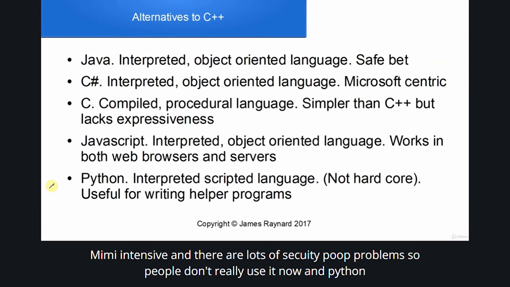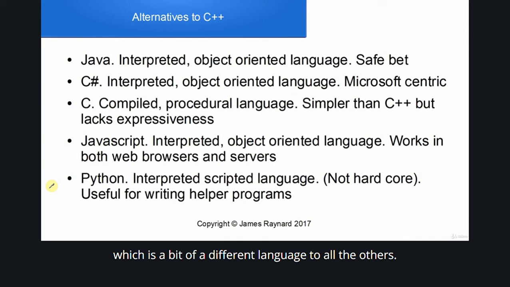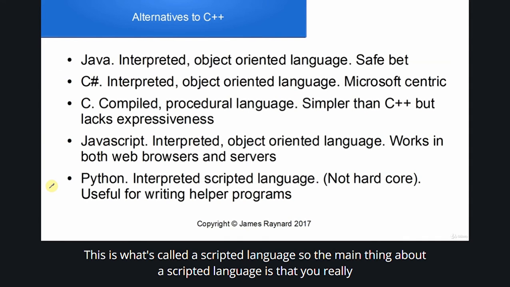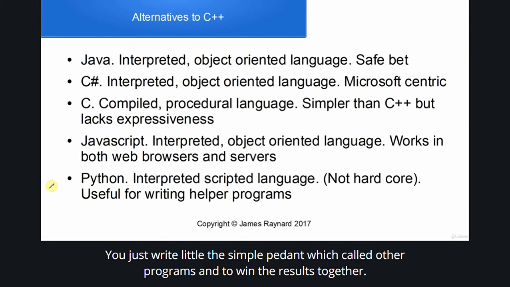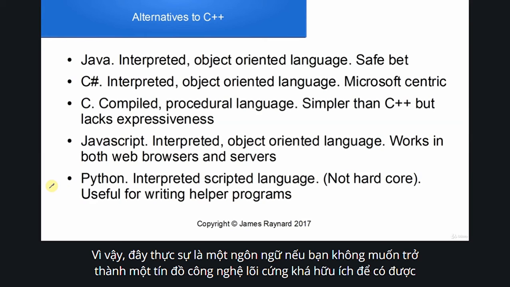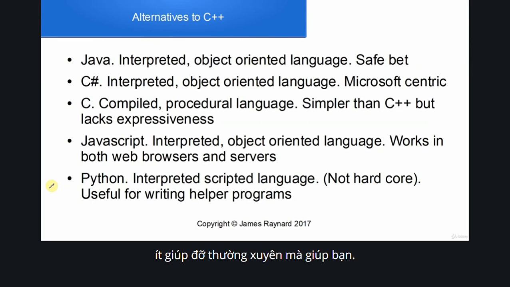And Python, which is a bit of a different language from all the others. This is what's called a scripted language. So the main thing about a scripted language is that you really use it for calling programs rather than actually writing your own programs. You just write little simple programs which call other programs and join the results together. So this is really a language if you don't want to be a hardcore techie. It's quite useful for writing little helper programs which help you do your job.